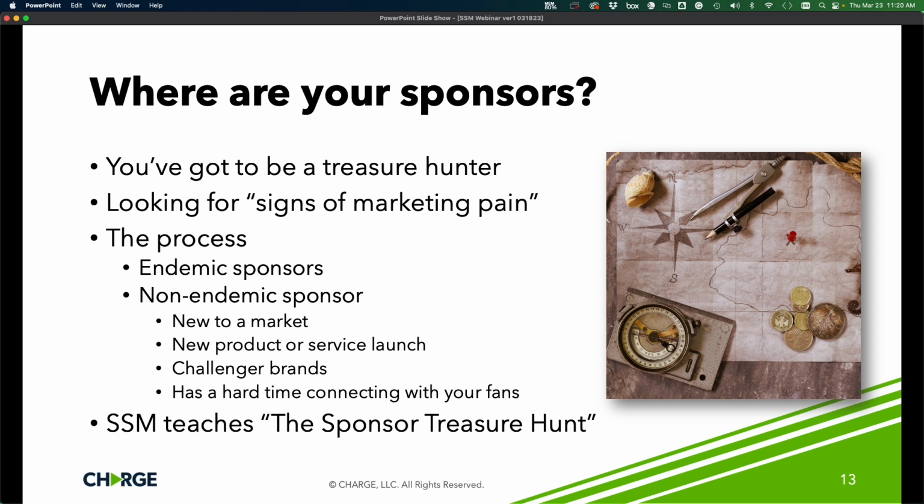Now, the process is a little bit different depending on the type of sponsor or prospective sponsor you're talking about. So there are things called endemic sponsors. Now, endemic sponsors are those companies that have similar interests to your market or industry. So, for example, if you're an auto racing team, endemic sponsors in auto racing would be companies that sell motor oil or tires or engines or things that are products for automobiles.